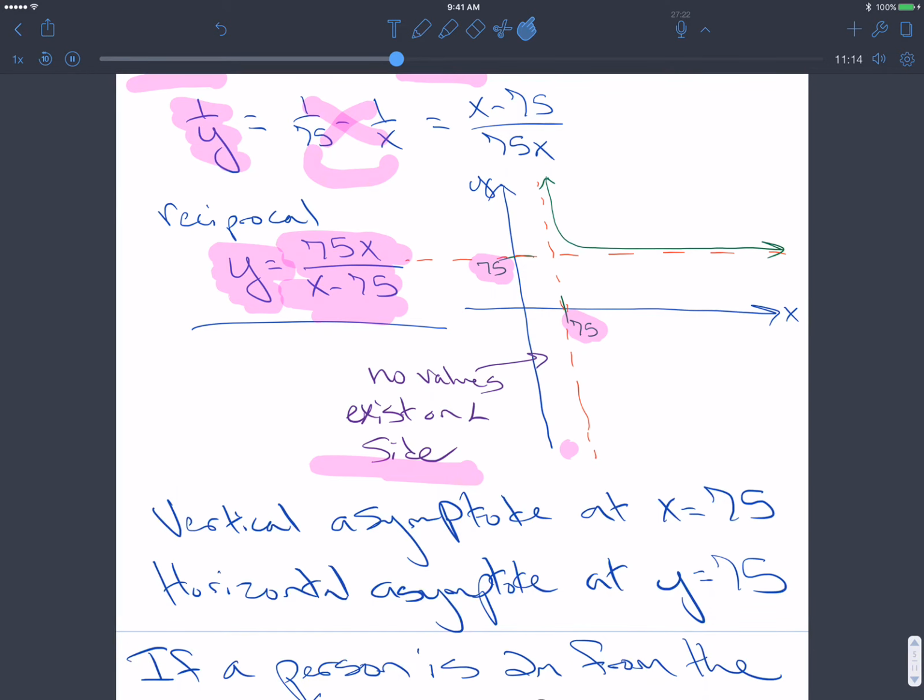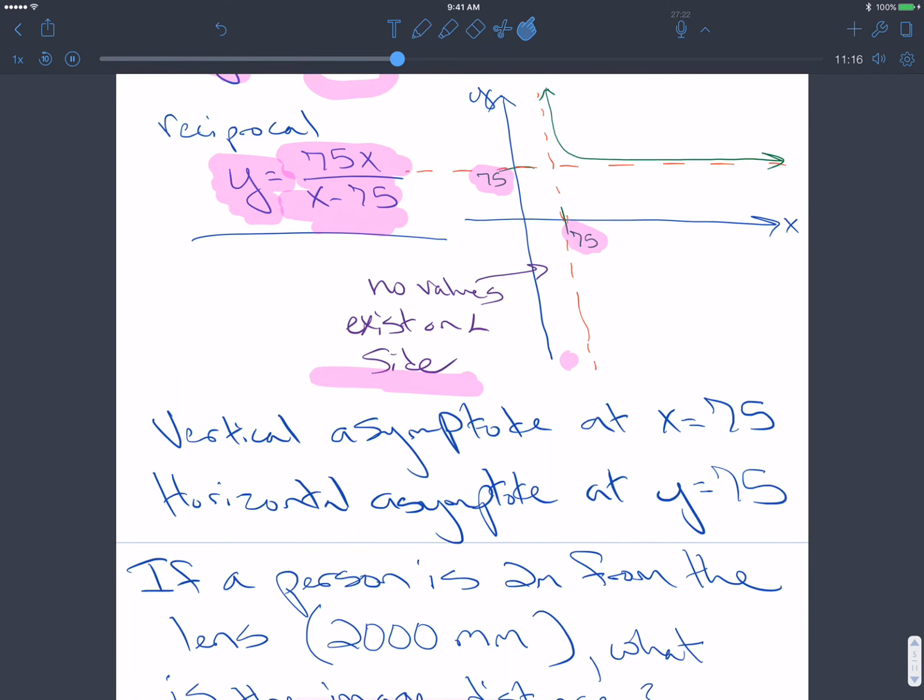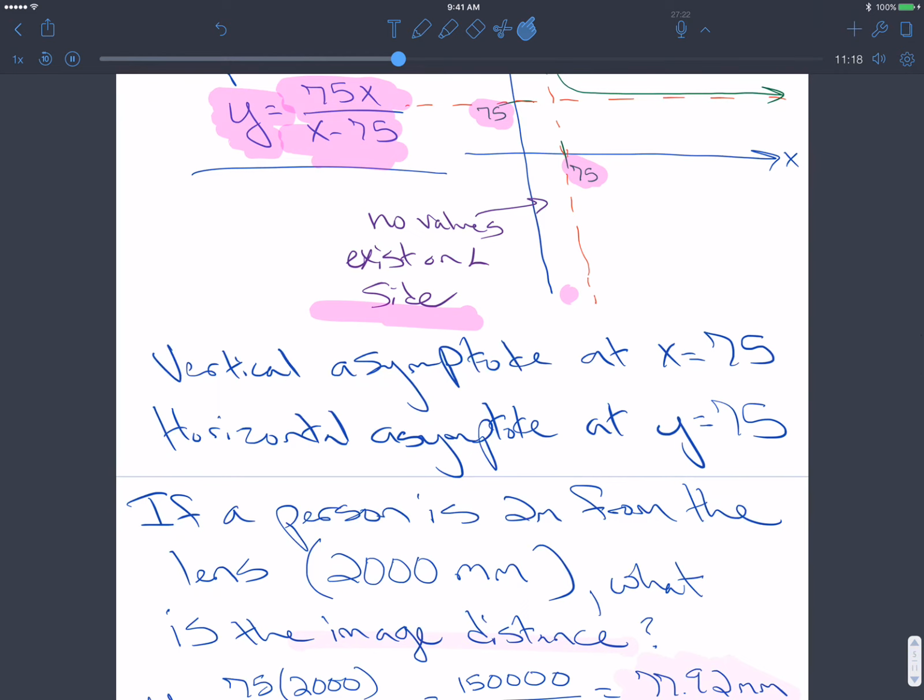If we use the same lens and we try to take a picture of a person that's 2 meters from the lens, that means that it's 2,000 millimeters. Since we were talking about the focal length in millimeters, we want to be consistent when we talk about the distance that the object, which in this case is a person, is from the lens. So what is the image distance in this case?